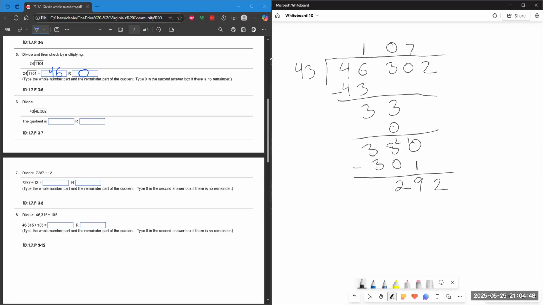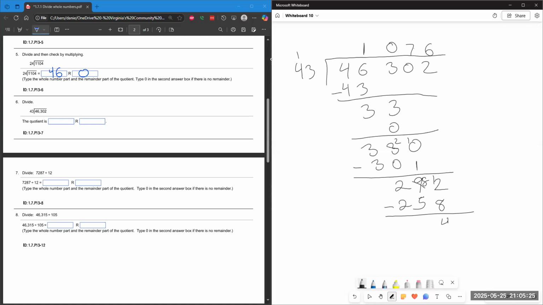let's try 7. Since 7 times 40 is 280, that's pretty close. So 7 times 3 is 21. 28 plus 2 is 30, which is too big. So we're going to make this a 6 and try again. 6 times 3 is 18. 6 times 4 is 24, plus 1 is 25. And subtract. Borrow and subtract.